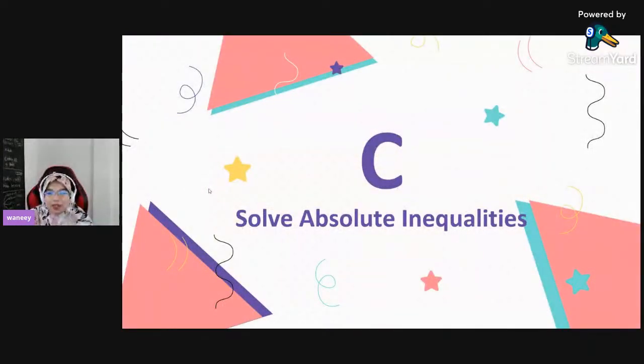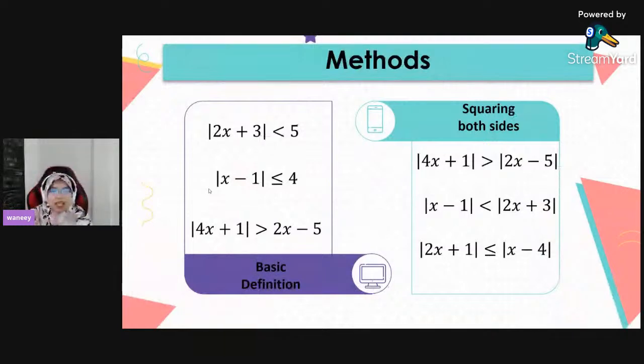Right, so now absolute value inequalities. This is basically the third learning outcome for today, the last learning outcome as well. Okay, so now in order to solve the absolute value inequalities, you still have two methods. You are either using the basic definition or you can use squaring both sides.